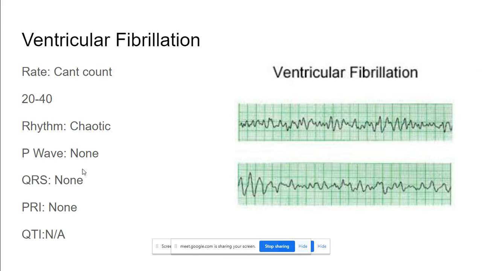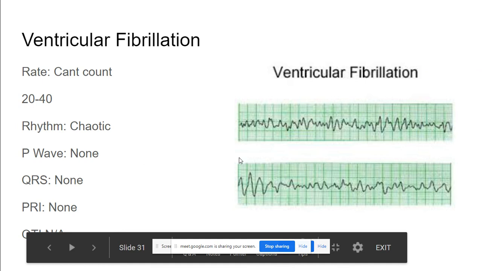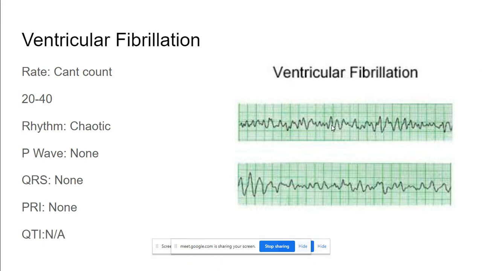You can't really measure the PRI or even the QRS because everything's crazy and all over the place. And you really can't even count the rate because they're not actual complexes. So the ventricles are just shaking, and this usually leaves the patient unconscious. They end up having to be defibrillated and possibly a pacemaker if this is something that's frequently happening because there's a problem with the conduction. So VFib is pretty common. It looks a lot like atrial fib, only now it's the ventricles.